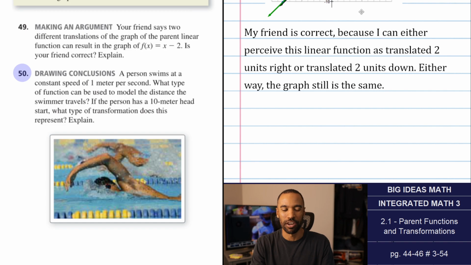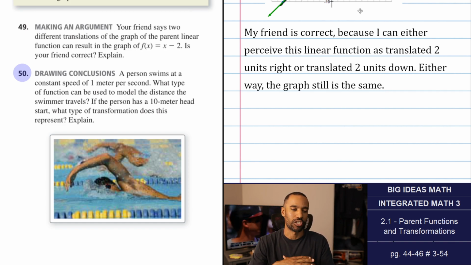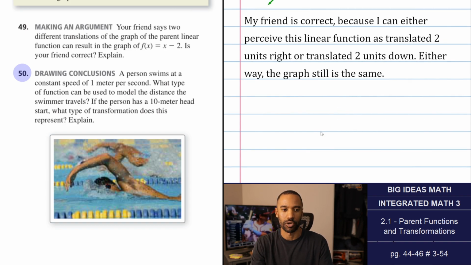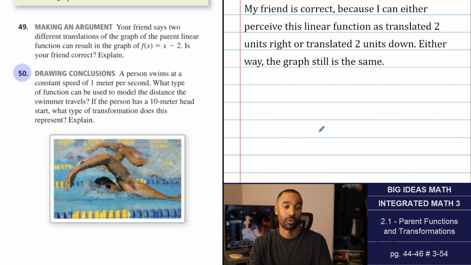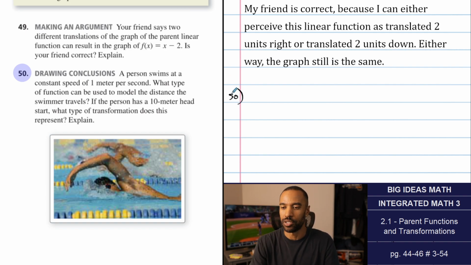swims at a constant speed of 1 meter per second. What type of function can be used to model the distance the swimmer travels? If the person has a 10-meter head start, what type of transformation does this represent? Explain. Well, this is a lot like the temperature one. It should be linear because there's a constant rate, just like before. They don't ask me to explain it, so I guess I won't. But constant rate means that we're talking about a linear equation.